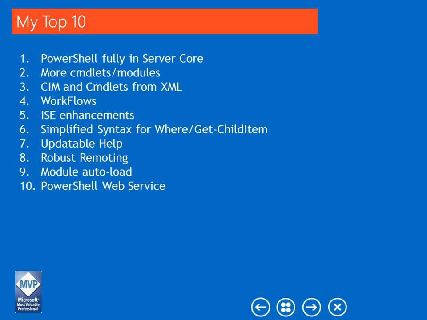Number 9 is module autoload. Now, this is something which I've gotten so used to, I kind of forget it's a feature. In V2, if you had a module, you had to actually load it before you could use it. Now in V3, if PowerShell knows where a particular commandlet is held and you try to use that commandlet, the module will automatically load, making life a lot simpler in a lot of production scenarios. And the final top 10 is the PowerShell web service, where you can actually get to PowerShell on a machine from IIS. I think that's really cool.